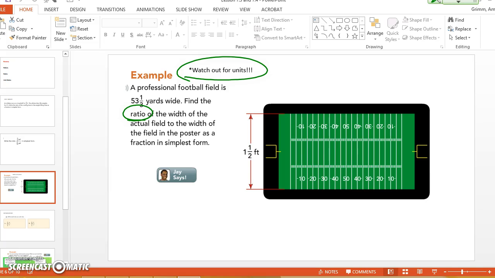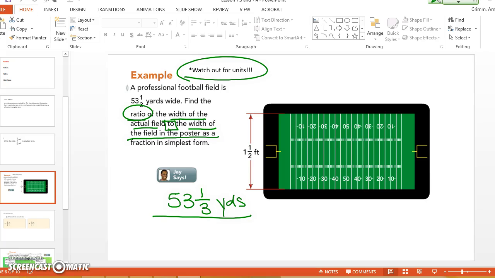Okay, so let's see, what are we supposed to do? Find the ratio of the width of the actual field. Here's our magic word 2. So what's the width of the actual field? 1.5. Think about what you just said. How big is 1.5? Yay big. This is how big. The football player would not even be able to fit on the field. 53 1/3, right? Yards. Good.